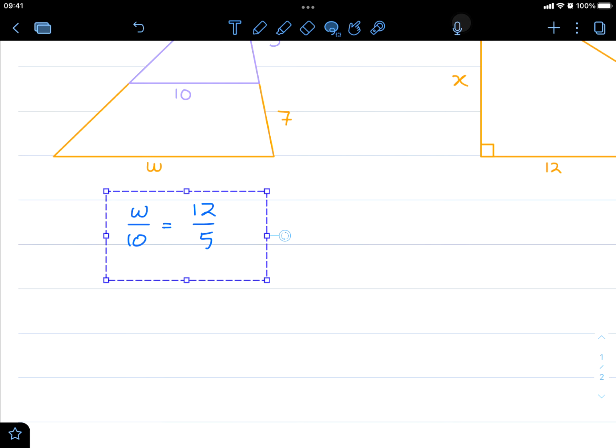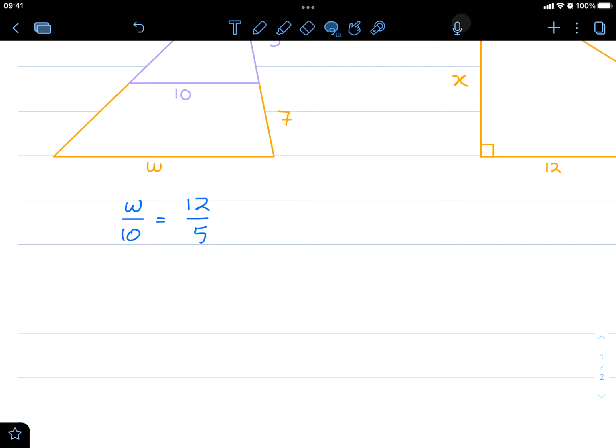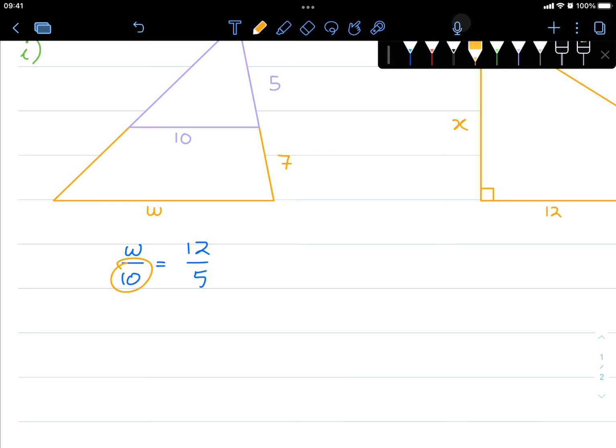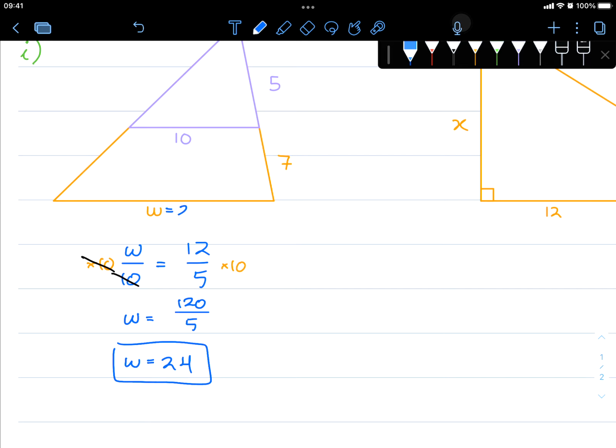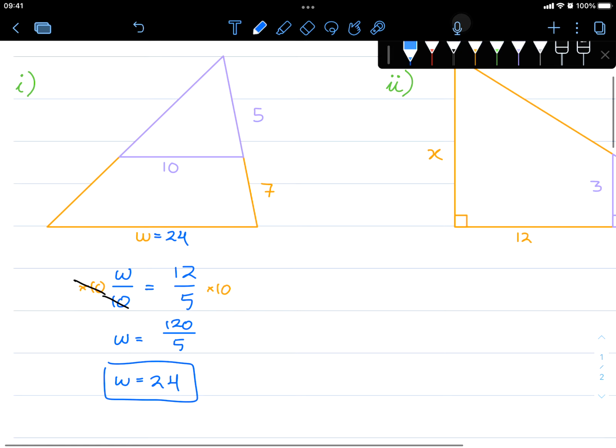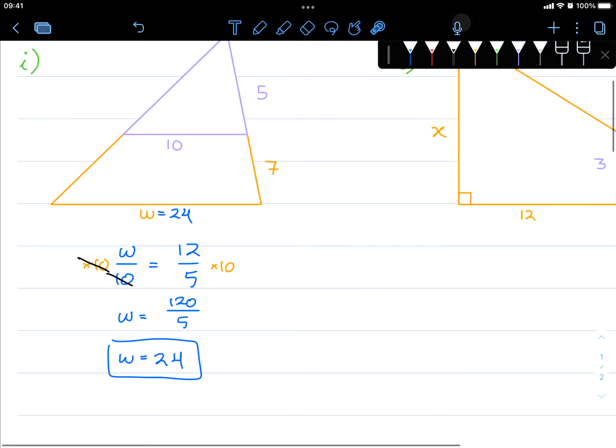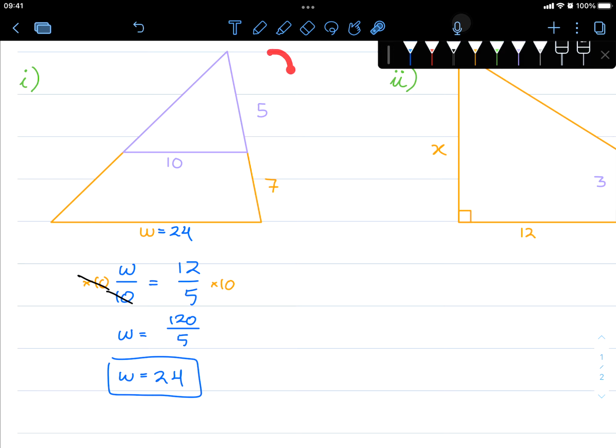So that there is the proportion we need to work with. So from here, to get rid of that 10, we multiply by 10 on both sides. Those cancel, leaving us with W equals 12 times 10 is 120 over 5. 120 divided by 5 is equal to 24. So W is equal to 24. Hopefully you understood what we were trying to calculate, because remember, we need the entire length of the proportional sides.